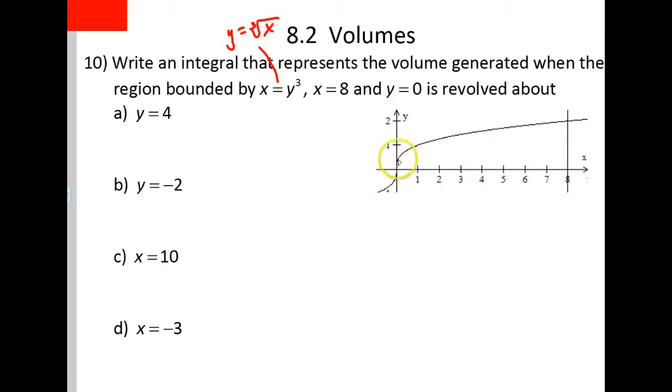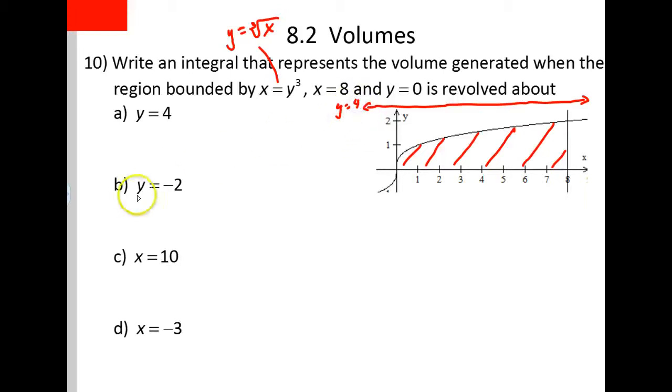So we have that graph here, but the only part that is real important is the quadrant 1 portion, because x equals 8 is the vertical line over here on the right, and y equals 0 is the x-axis. So we have this region here that is being revolved around different axes. All right, so first of all, y equals 4. So y equals 4 is above the region here. Now it's not necessarily to scale, but that's okay. That's y equals 4 up there.